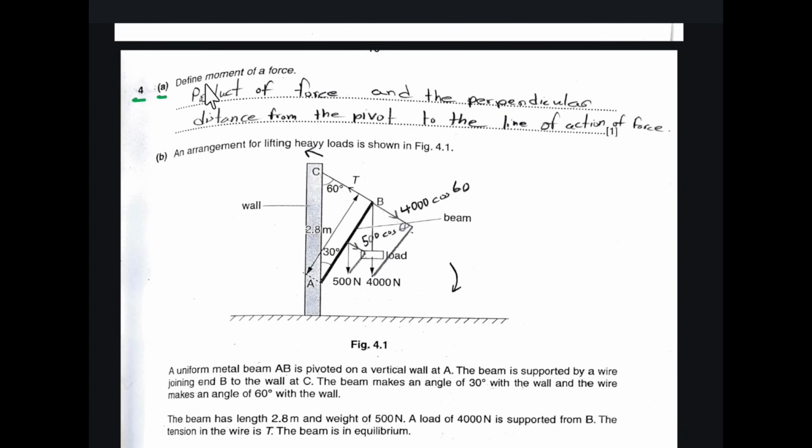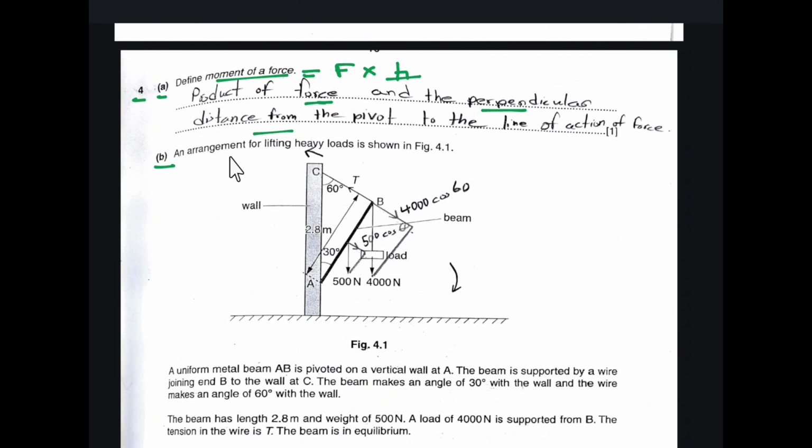Number 4, part A, define the moment of force. So the moment of force is the product of force and the perpendicular distance from the pivot to the line of action of the force. That is, the moment of force is the product of force and the perpendicular distance from the pivot.